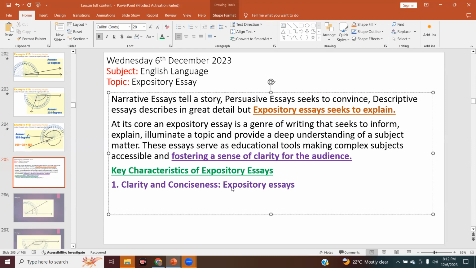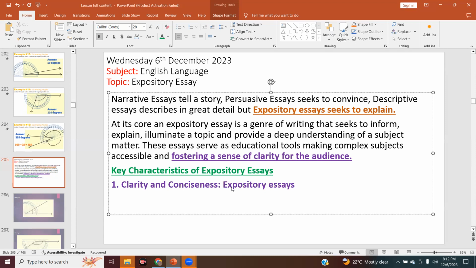And you're not trying to be poetic at all. Remember, we're talking about descriptive, where we tried to be poetic and use figurative language. None of that. We don't use that in expository essays. No figurative language, no similes, none of that, unless it really would help them to understand. But as a general rule, we try to use language that is clear.